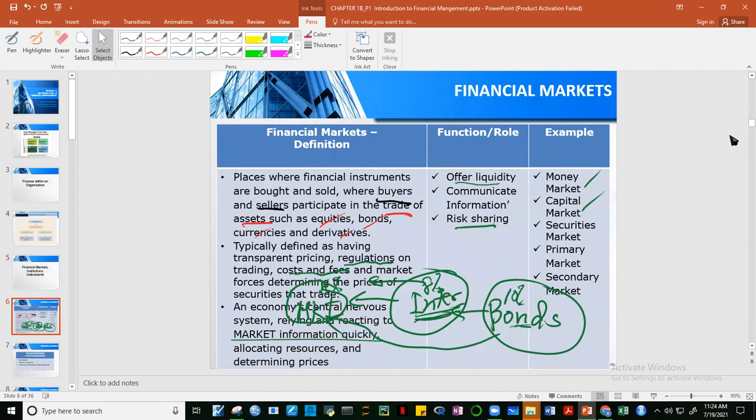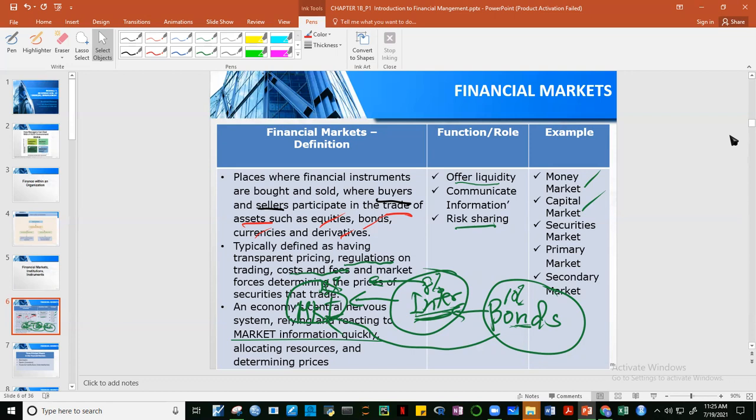Okay, so ano ba yung market? We know that a basic definition of a market is where buyers and sellers meet. No? So doon sila nagko-congregate. So ang financial markets, it's also a place, whether it's a physical place or virtual, online, where buyers and sellers meet to trade financial assets. Okay, the assets can be in the form of equities, bonds, okay, it can be currencies, it can be derivatives.